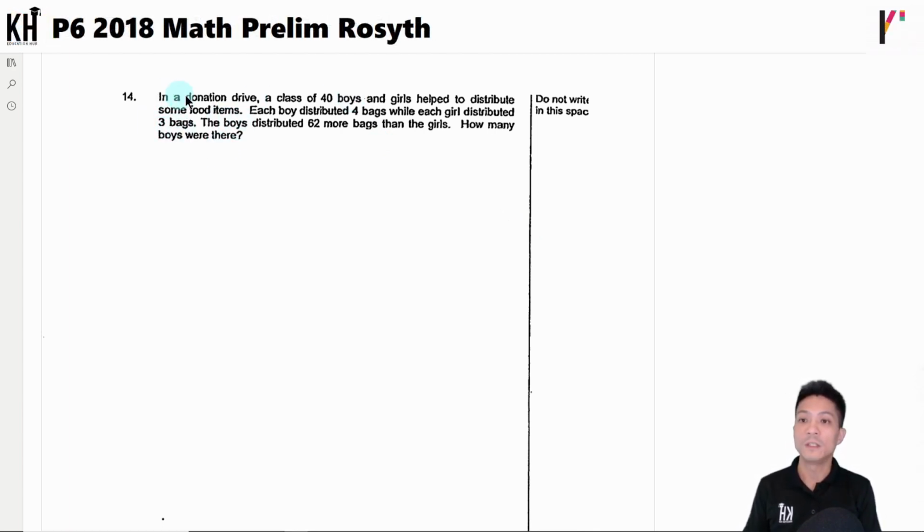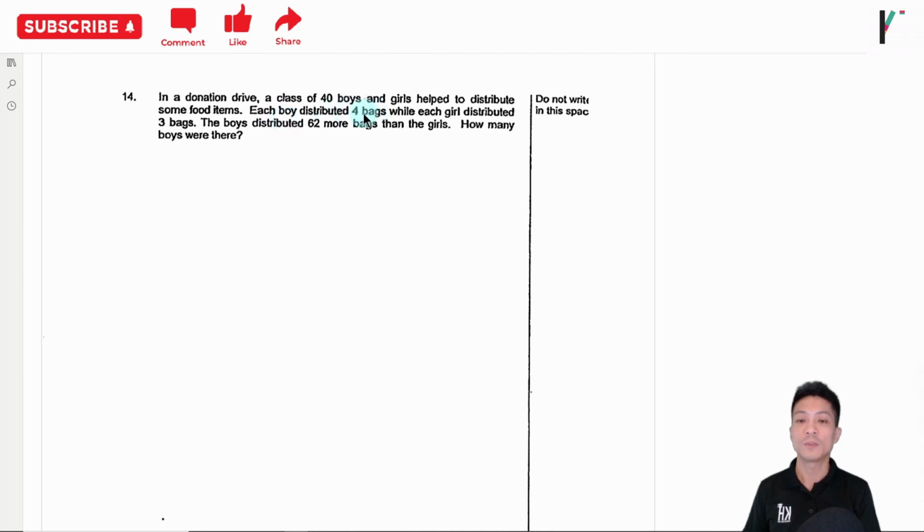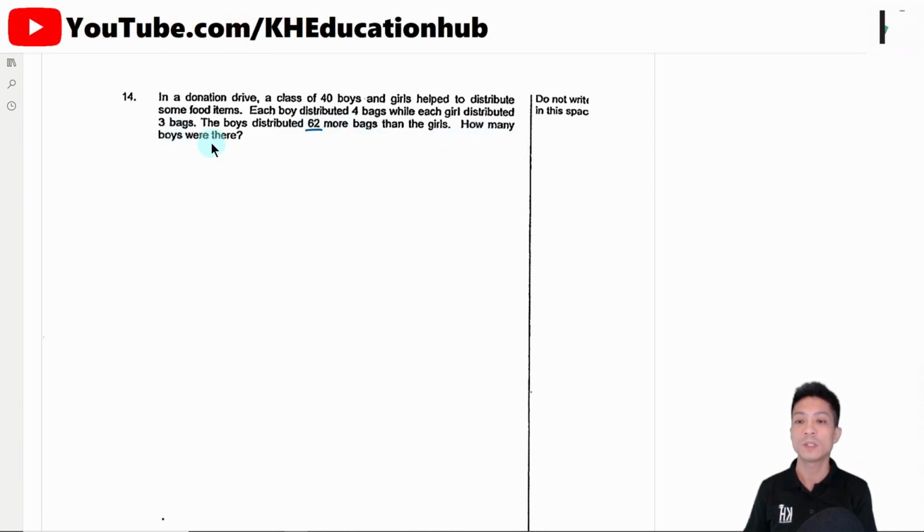Question 14. In a donation drive, a class of 40 boys and girls helped to distribute some food items. Each boy distributed 4 bags while each girl distributed 3 bags. The boys distributed 62 more bags than girls. How many boys were there?